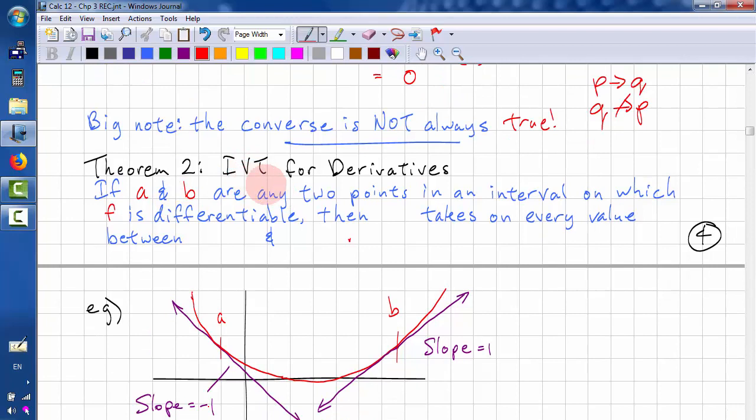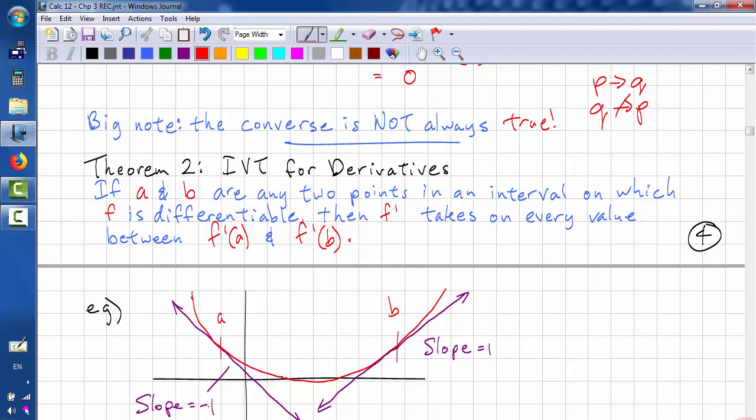Theorem 2, IVT for derivatives. That's intermediate value theorem for derivatives. If a and b are any two points in an interval on which f is differentiable, then the derivative f prime takes on every value between the derivative at a and the derivative at b.